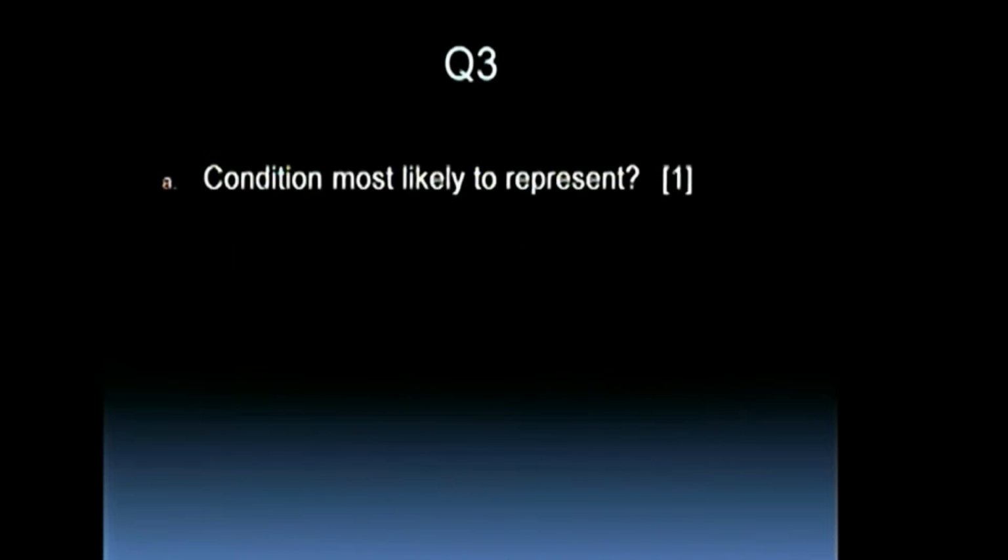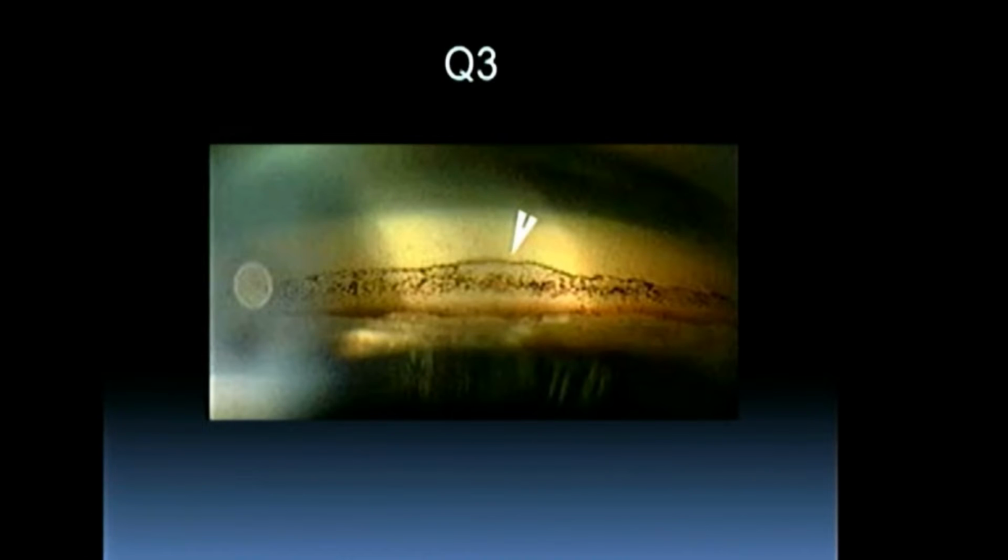Okay, question 3. So have a look at this gonioscopic appearance. You can see the arrow points to a certain feature which is shown here. So the question is, what condition does this most likely represent? I'm not asking what the feature is called, but what condition is it most likely to represent?